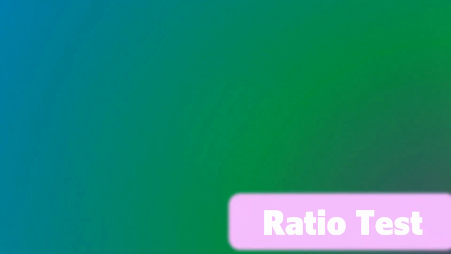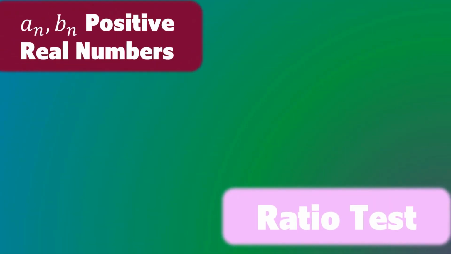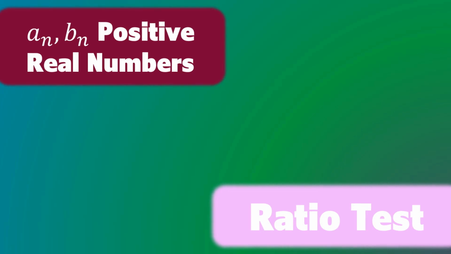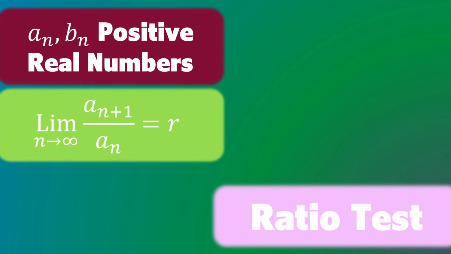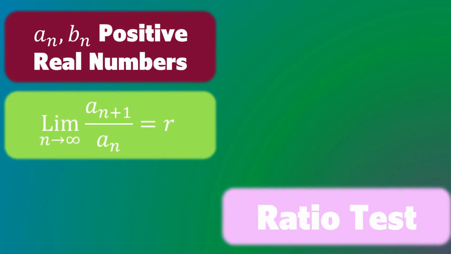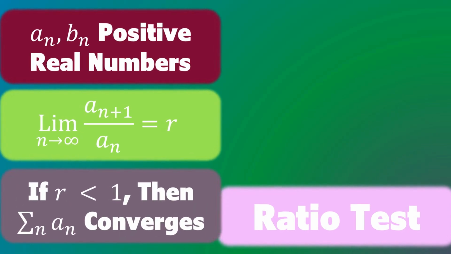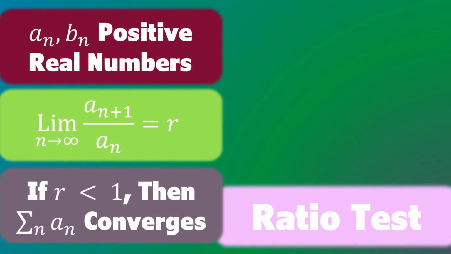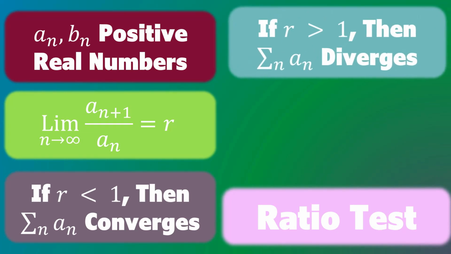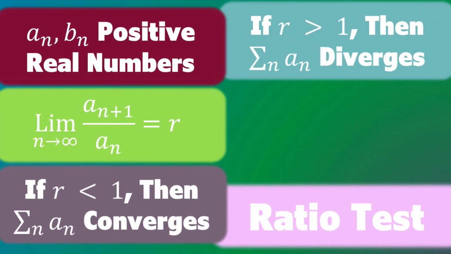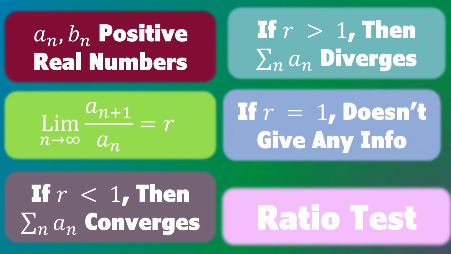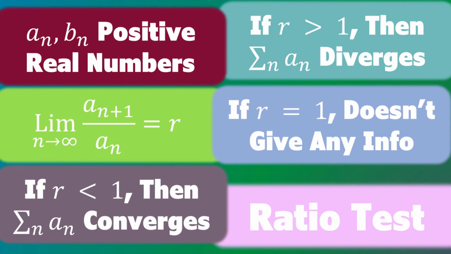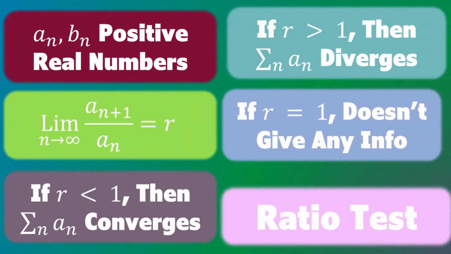Now let's mention the ratio test. Suppose that a sub n and b sub n are positive real numbers for all n. Suppose that the limit as n approaches infinity of a sub n plus 1 divided by a sub n is equal to r. If r is less than 1, then the sum over all n of a sub n converges. If r is greater than 1, then the sum over all n of a sub n diverges. If r equals 1, then the test doesn't give us any information. The series may or may not converge.